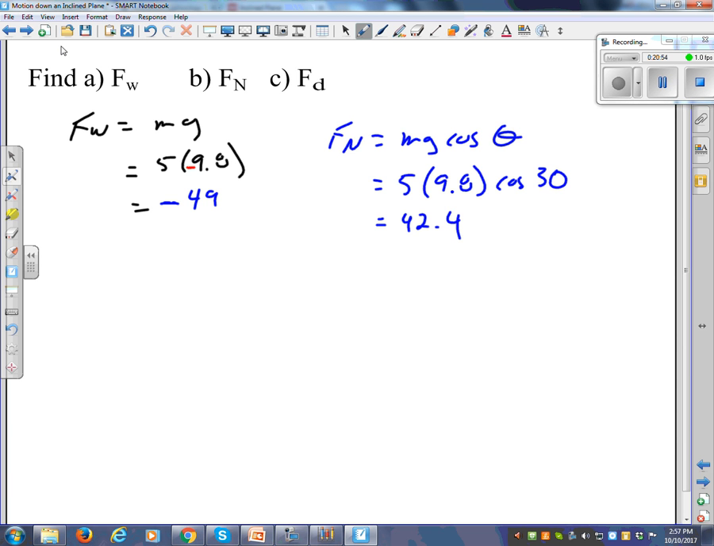Okay, so what about FD? Well, that's going to be mg sine theta.